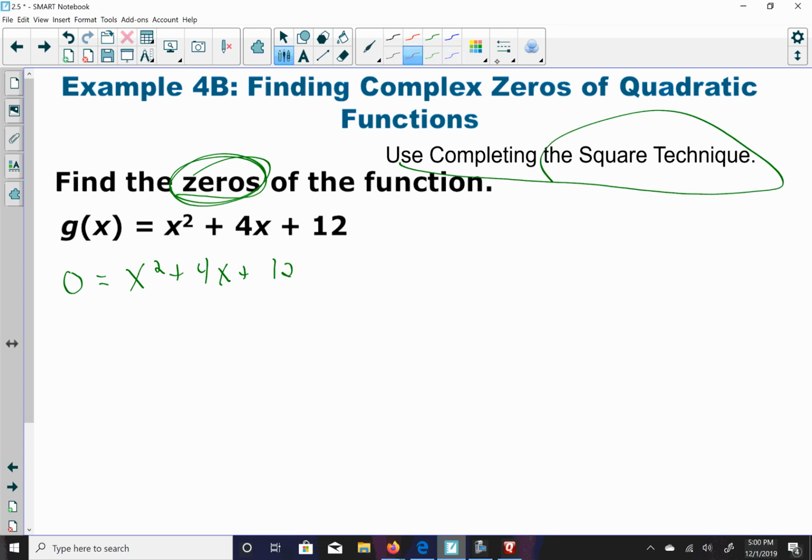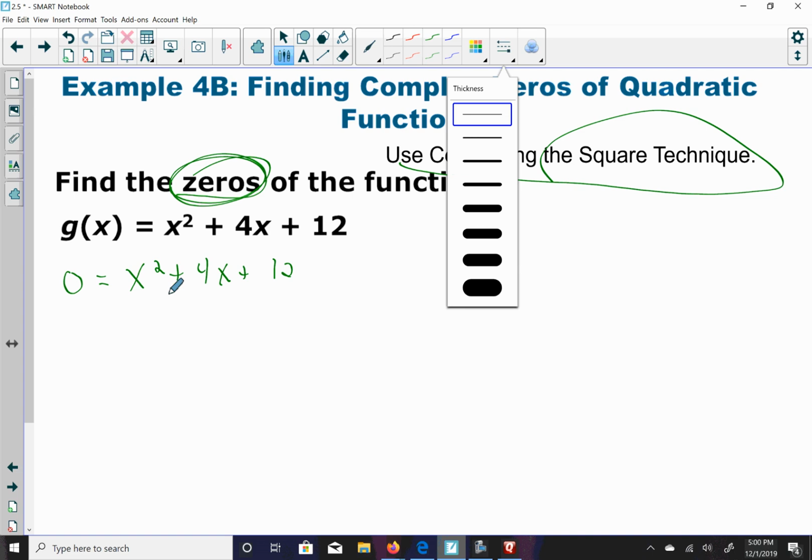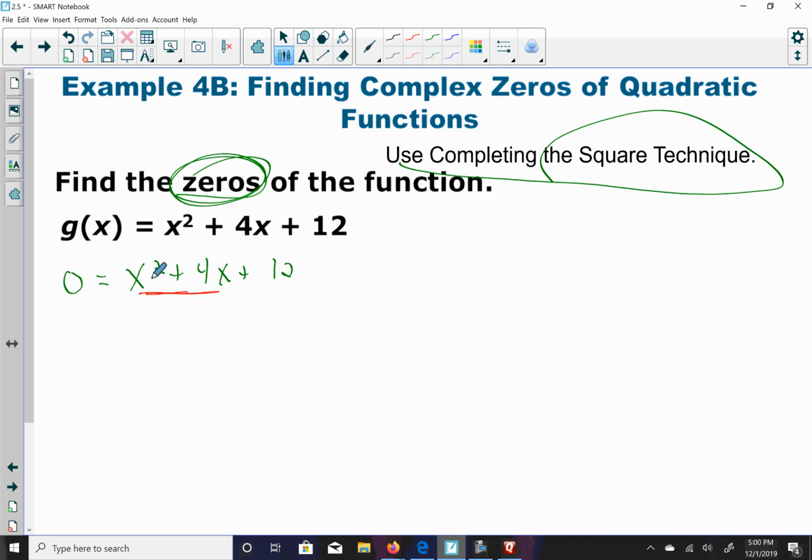So the first thing I'm going to want to do is leave everything with the variables on one side. This 12 is going to go over to the other side, so I'm going to subtract 12 from both sides. And when I do that, I get negative 12 is equal to x squared plus 4x.